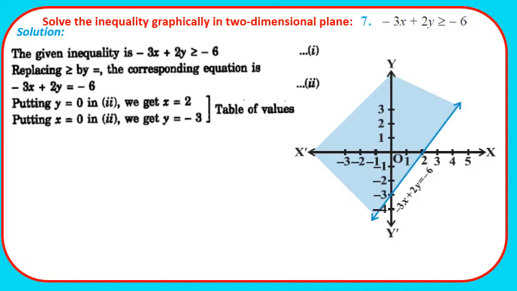Now to know which part will be our solution region, we take the origin again in the inequality, and we get 0 plus 0. Above the line and below the line, we have to take the region containing the origin. So what are we getting here?